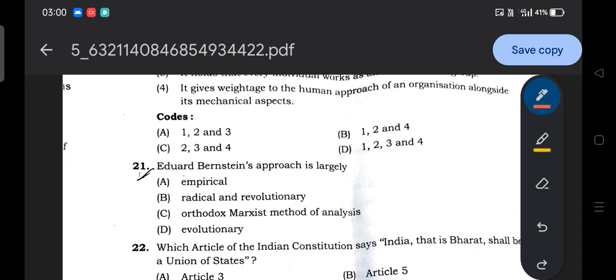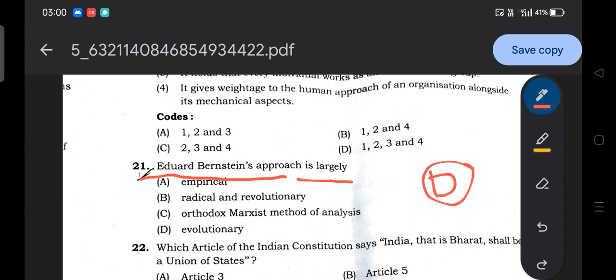Edward Bernstein's approach is largely empirical, radical, and revolutionary. Option C, orthodox Marxist method of analysis. D, evolutionary. What is the answer? Hope you are able to provide the answer. Option D is the correct answer.